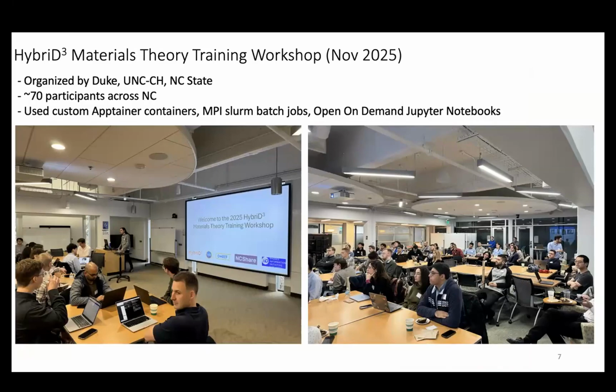We also help organize and host workshops. This one is a hybrid CUBE materials theory training workshop, for materials theory simulation. This was a multi-institutional collaboration between Duke, UNC Chapel Hill, and NC State. We had about 70 participants, and they used custom Apptainer containers and multi-node MPI jobs through Open OnDemand and so on for this workshop.